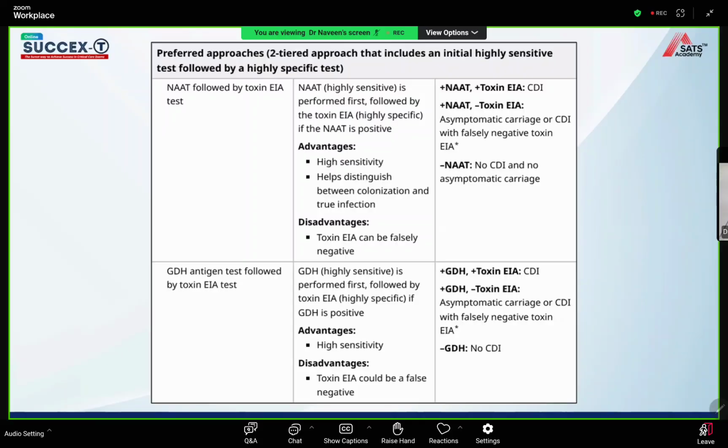In that, first you will usually do a highly sensitive test. If that test comes negative, then it's neither an infection nor a carriage, whether it is a negative NAT or a negative GDH. Whenever it is positive, then you have to confirm whether it's a carriage or an infection by doing a toxin assay. If the toxin assay is positive, then it's an infection. When it's negative, then it is a carriage. Simple. But always remember there might be chances of falsely negative toxin assays.